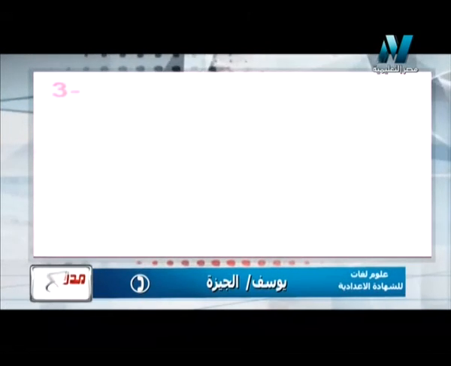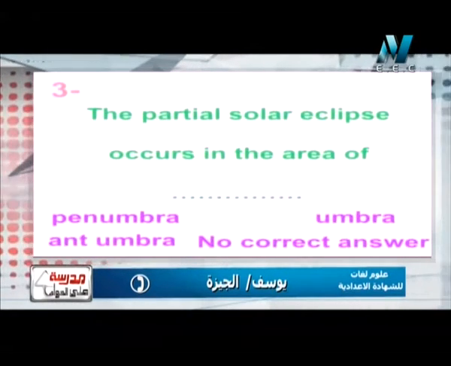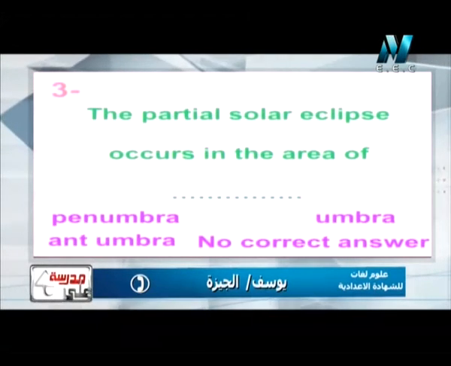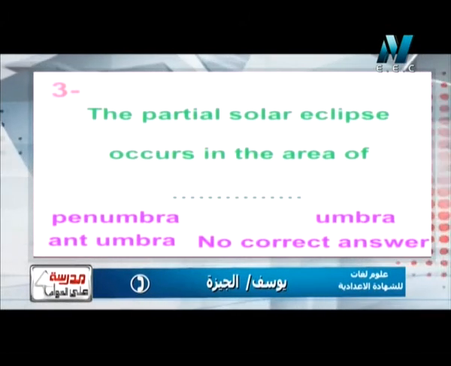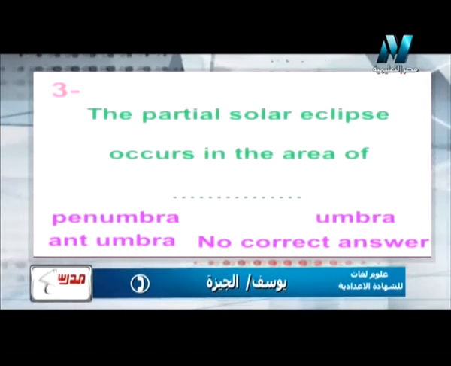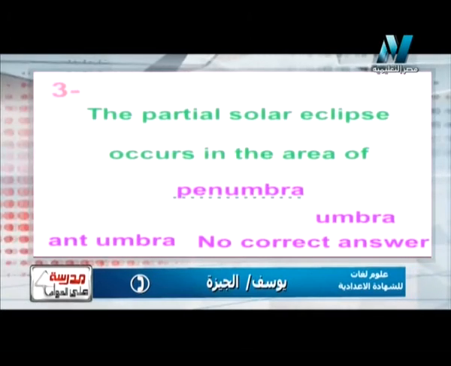So, Yusuf, another question of choose the correct answer. The partial solar eclipse occurs in the area of penumbra, umbra, antumbra, no correct answer. Penumbra. Very good, Yusuf. Excellent. The partial solar eclipse occurs in the area of penumbra.